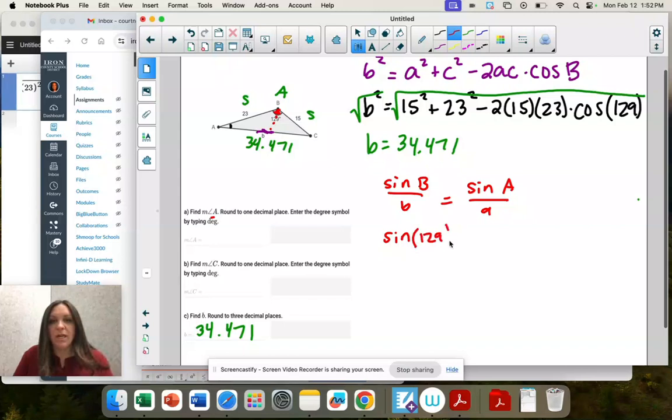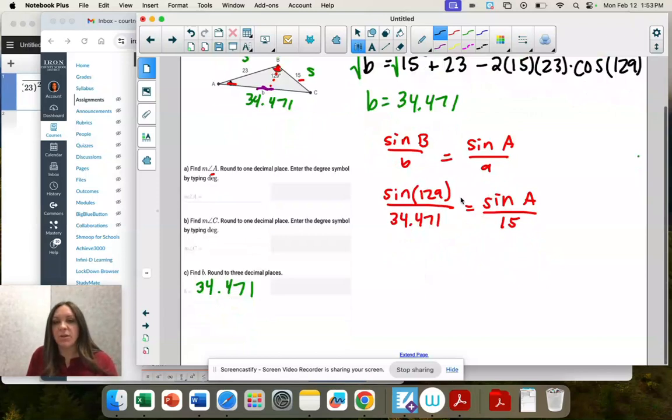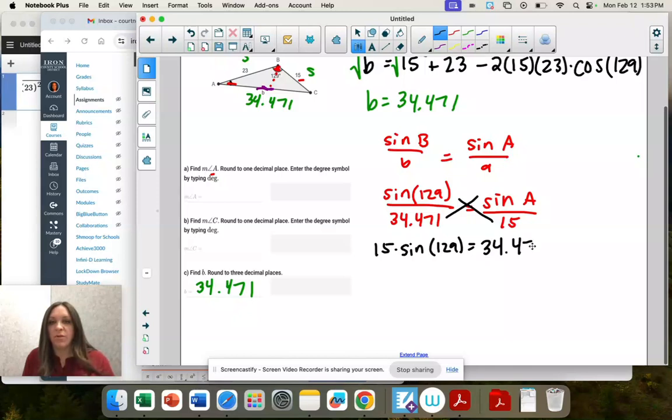So 129 over what we just found. Angle A is what we're trying to find, but we know side A is 15. Okay, now we're going to get A by itself. So start with cross multiply. 15 times sine of 129 equals 34.471 times sine of A.